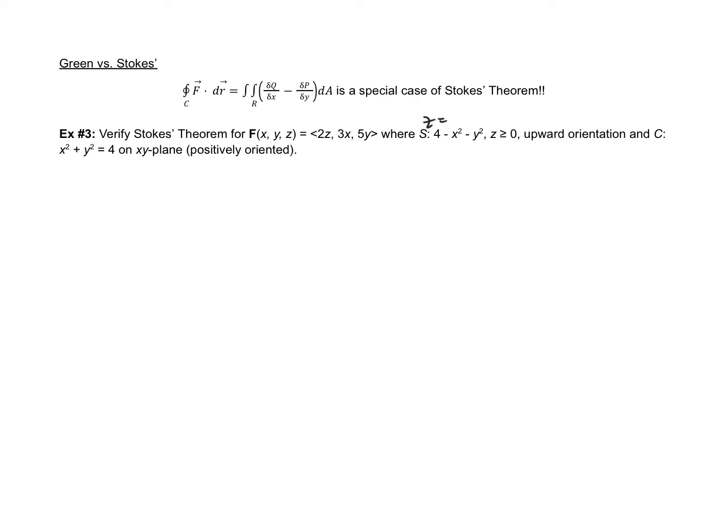So first thing we're going to do is we don't have a figure, so we're going to draw a figure. Hopefully we remember what a lot of these look like. Okay, so one thing we have is this x squared plus y squared equals 4 on the xy plane. So of course that's going to be a circle with a radius of 2.